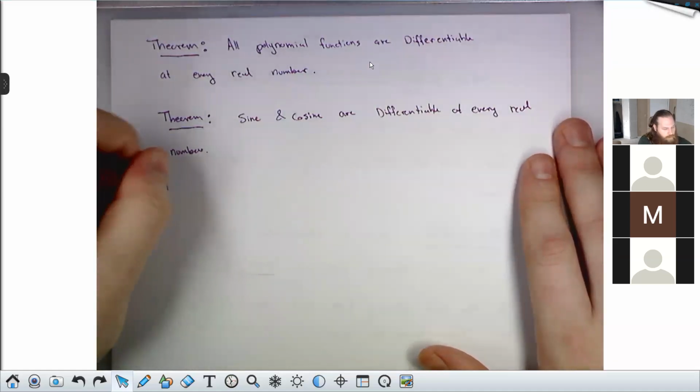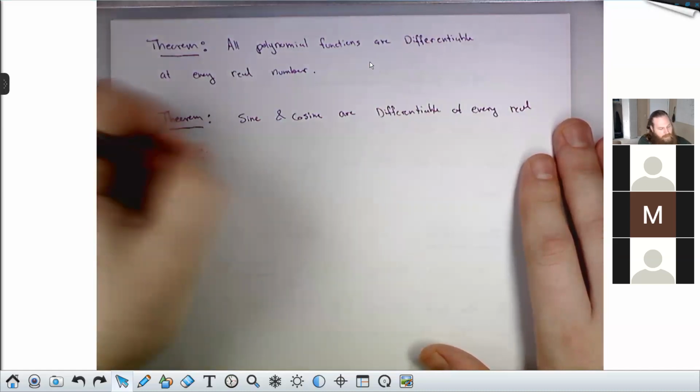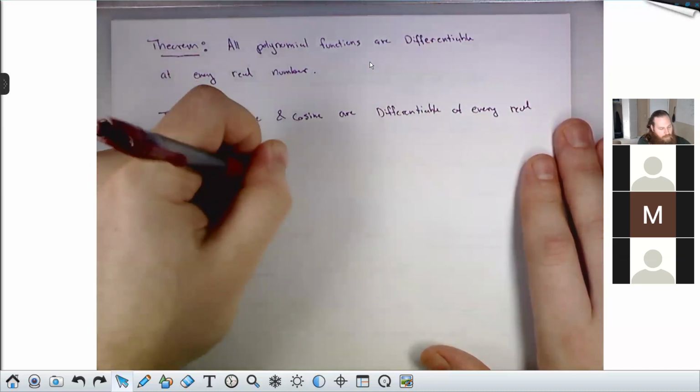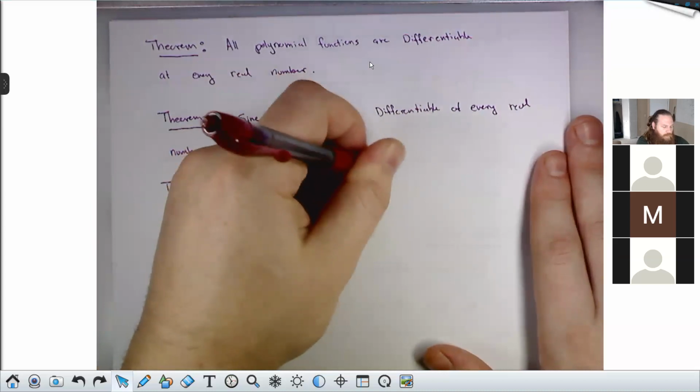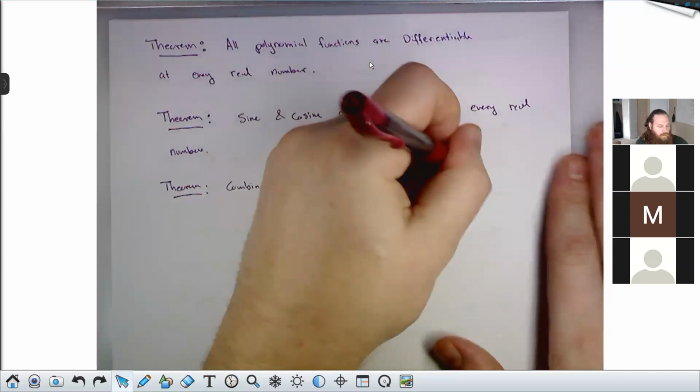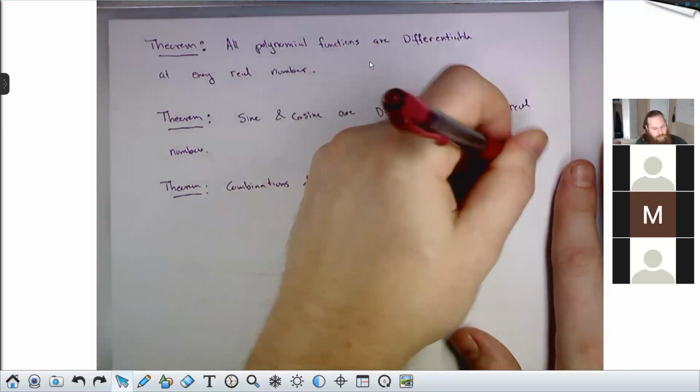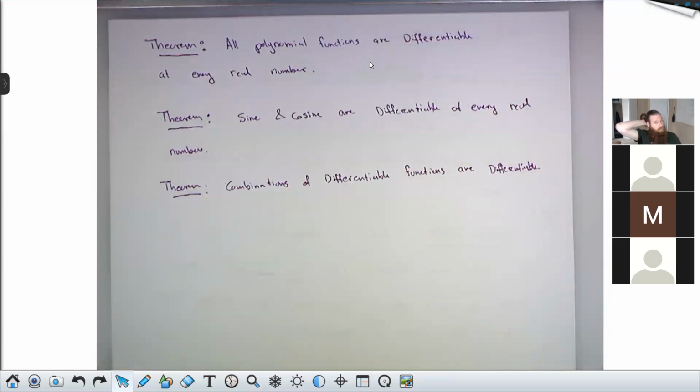Rational functions, right? So here I'll give one last thing. Combinations of differentiable functions are differentiable. Very similar, right, to all of our results on continuity. So if you add two differentiable functions, the result is differentiable. If you multiply two differentiable functions, the result is differentiable. Divide two differentiable functions, as long as the bottom isn't zero, the result is differentiable. And the hot one, if you compose two differentiable functions, you plug a differentiable function into a differentiable function, that result will also be differentiable. So all of the algebraic combinations of smooth functions are smooth.